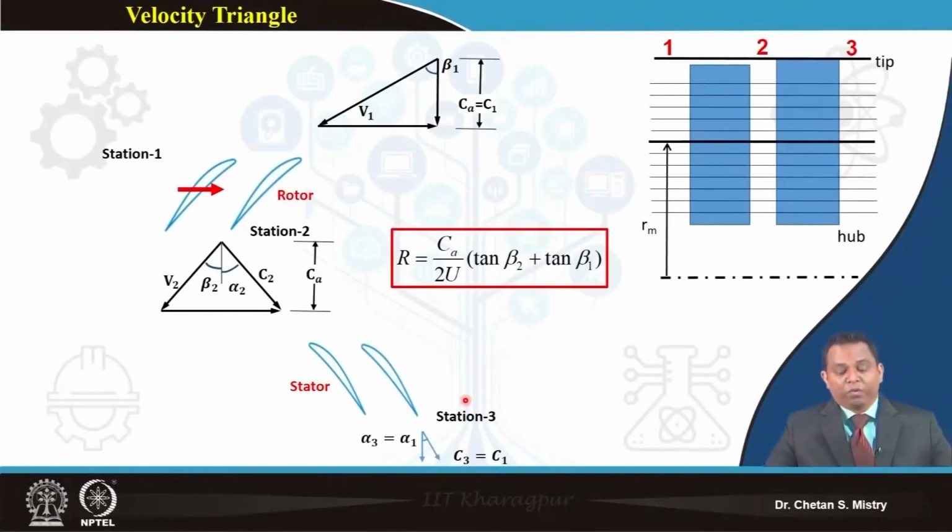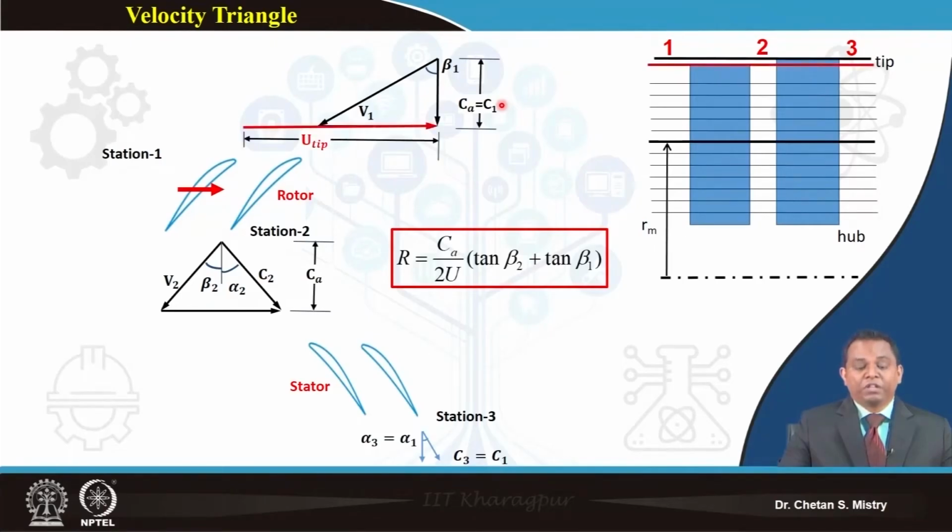Now this is my basic velocity triangle at the midsection. We have already discussed how we plot this velocity triangle. Let me put the velocity triangle at the tip region. So this is my u tip. I will have the relative velocity component v1 dash, and the angle beta 1 dash at the entry.